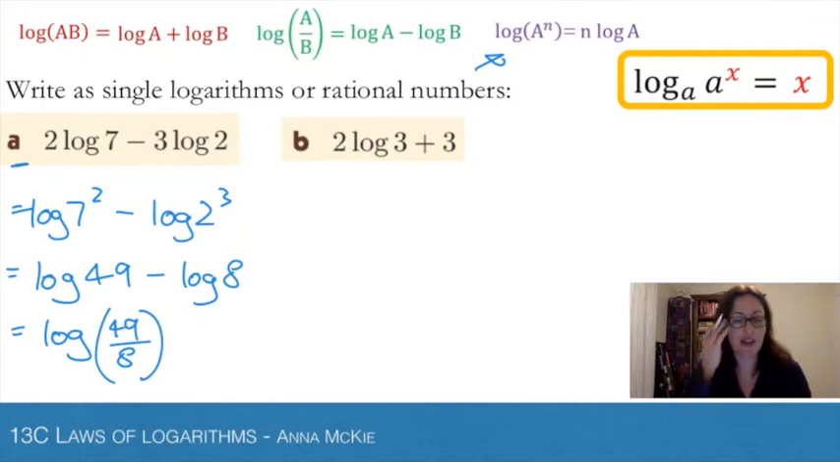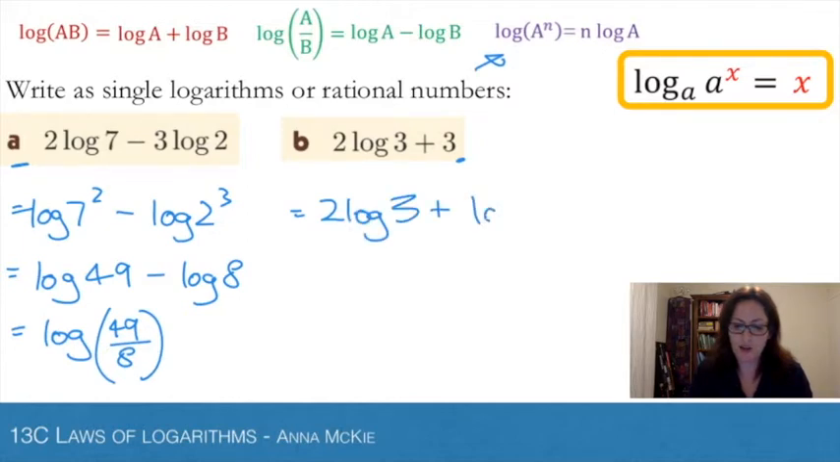So keep it as a fraction if you can. Part B here, we need 2 logs. 3 currently isn't in the form of a log, so we need to manipulate that slightly. So we're going to write that 3 as log, base 10 technically, of 10 to the power of 3. And that whole thing would be equal to 3 on its own.